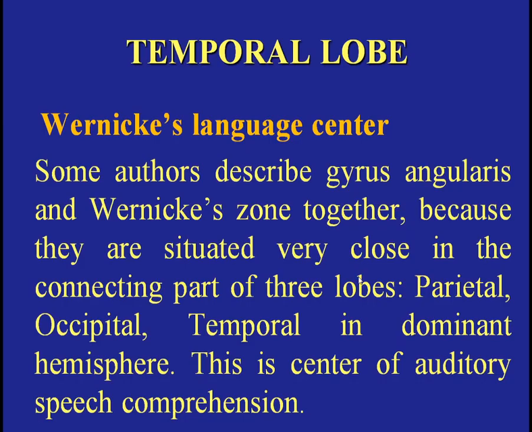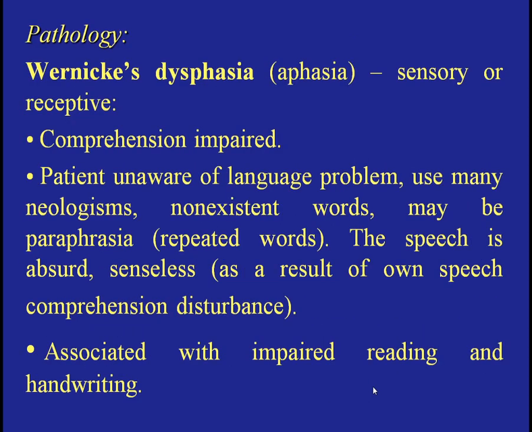This is the Wernicke center, the Wernicke language center, but some authors describe the angular gyrus and Wernicke zone together because they are situated very close in the connecting part of three lobes: parietal, occipital, temporal in the dominant hemisphere. This is the center of auditory speech comprehension. In case of pathology, we can have Wernicke's dysphasia or aphasia, sensory or receptive.